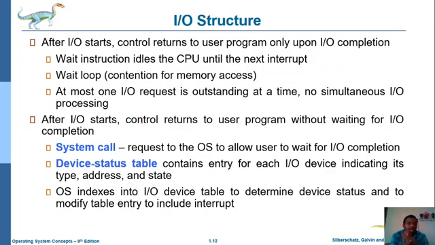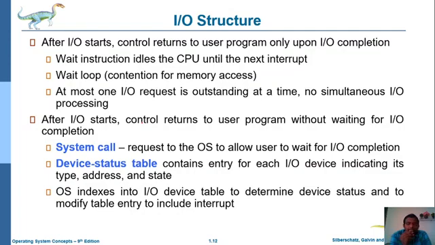Another one is whenever IO was started, control returns to the user program without waiting for the IO completion. So whenever an IO device was started, the first methodology is that it waits for the current IO completion. Currently it is processing some input or output, so it waits for completion of the currently executing instruction. After completion of the current execution, it immediately starts its data transmission or instruction transmission. That is the one methodology.